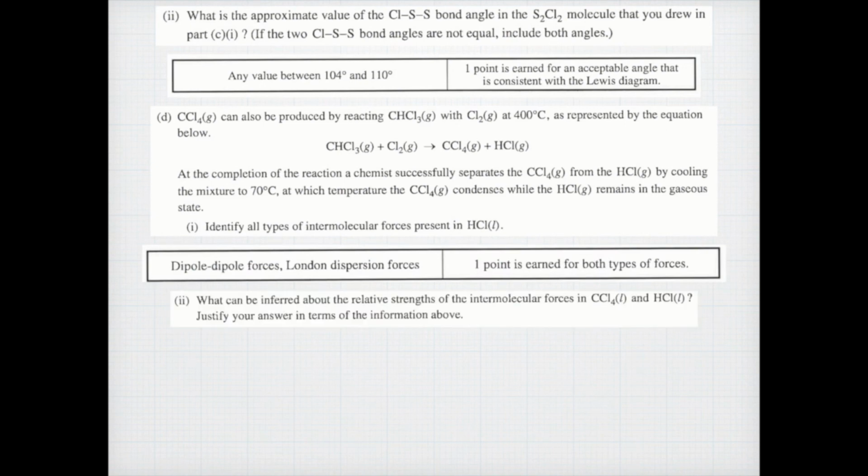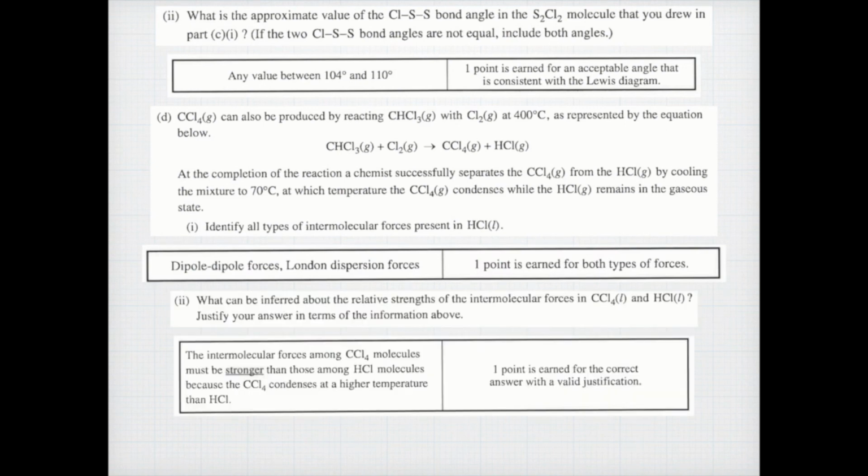So what can be inferred about the relative strengths? Exactly what we just said. The intermolecular forces for CCl4 must be stronger because it condenses at a higher temperature. Okay, so each of those was 1 point. Whenever you see anything about condensing and comparing 2 different molecules, remember it's going to be about intermolecular forces. And if it asks for all types of intermolecular forces, make sure you also always include London dispersion forces.